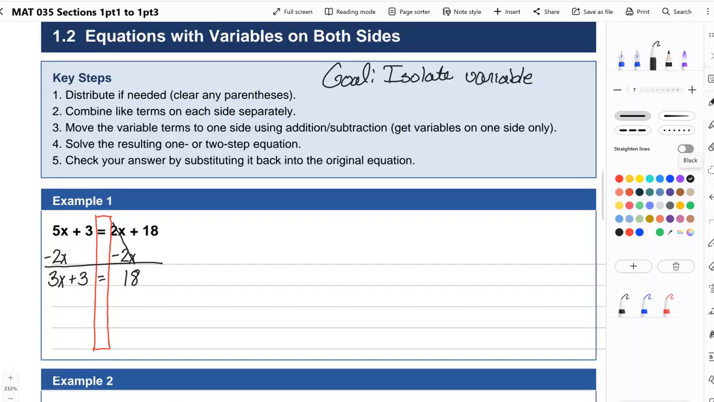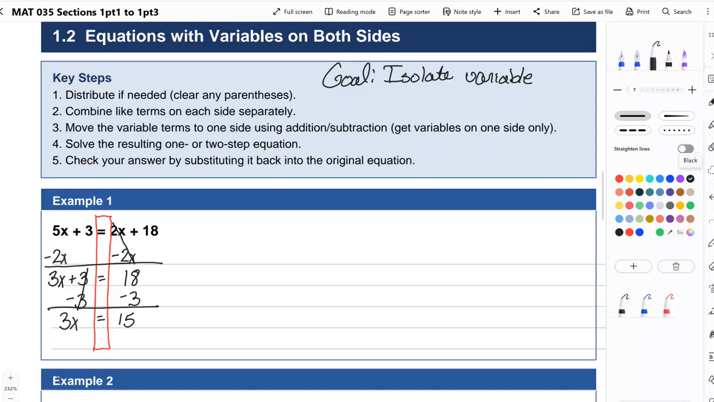The opposite of that plus 3 would be minus 3. What I do to the left, I've got to do to the right. So positive 3 minus 3 zeroes out. So I'm zeroing out if I have things that are added or subtracted. I have left a 3x over here. On the right-hand side, 18 minus 3 is 15.